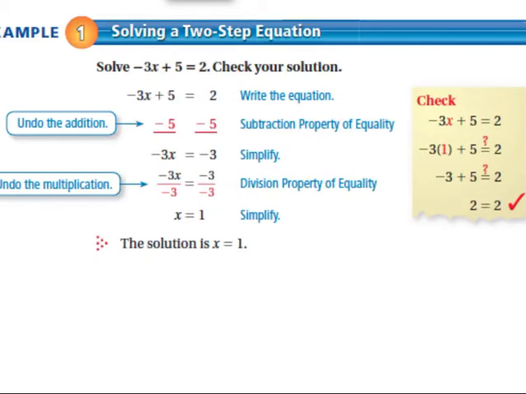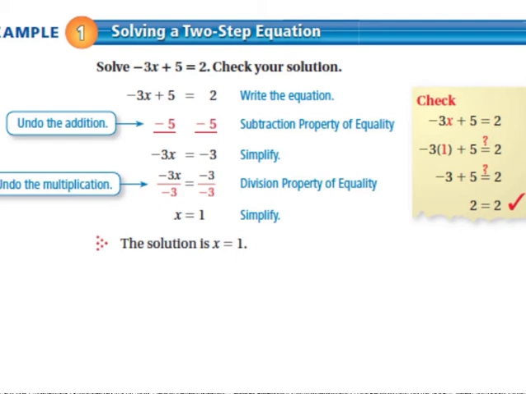In example number 1, we have negative 3x plus 5 equals 2. The first thing we're going to do in our process of getting negative 3x by itself is we have to get rid of 5. And to do that, we have to use the subtraction property of equality, subtracting 5 from both sides. That leaves us with negative 3x equals negative 3.